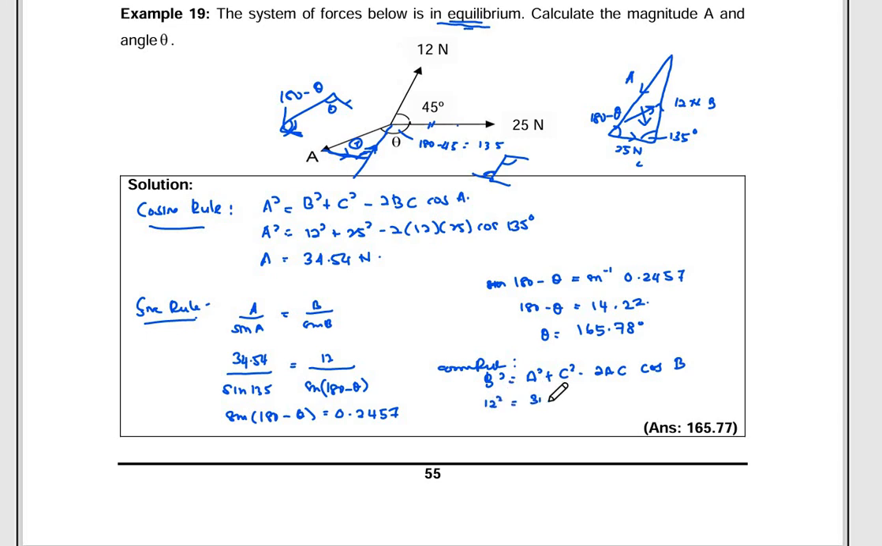A tadi kita dah cari 34.54 squared plus C 25 squared minus 2A 34.54 C 25 cos. Okay, cos ni adalah cos 180 tolak theta. So, simplify. You akan dapat cos 180 tolak theta sama dengan berapa-berapa. So, you cari theta. Jawapan dia pun kena hampir samalah 165.77 ke 165.78. So, acceptable lah kan, untuk decimal dia.